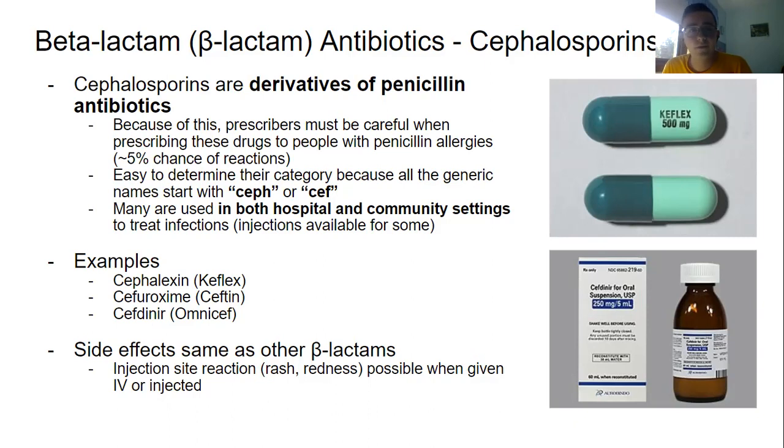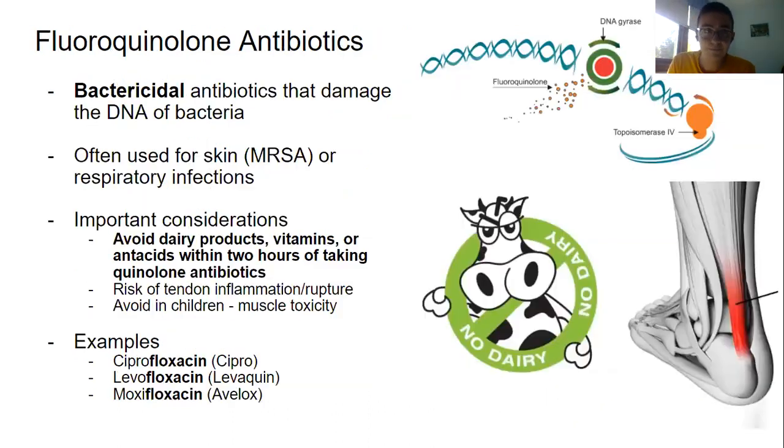Injections are available for some of these antibiotics. They're especially common in hospitals. You can get these IV. As I said, we already went through our examples, but the side effects are the same as other beta-lactams, with the added problem of injection site reaction, which again is very common with intravenous drugs in general. So you might get a rash or redness right around where in the arm they put the IV in. And that can happen if it's an IV or at an injection site.